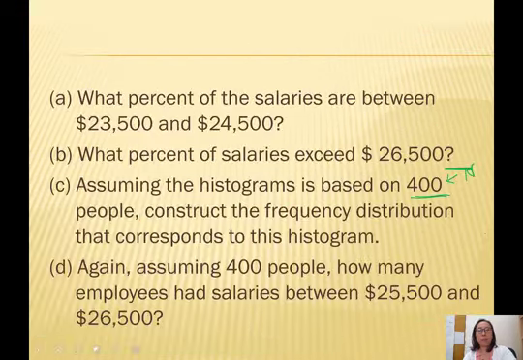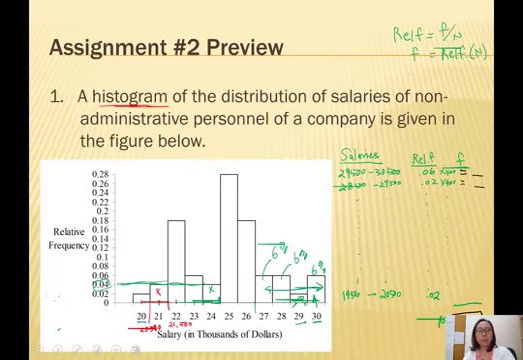So the question is, what percent, or how many people make salary between 25,500 and 26,500? Go right to the graph here and say, well, we're talking about this here, right? So we can see that the relative frequency is 0.18 or 18%. So then we just calculate what 18% would be of 400, and that will tell you how many people actually fall into this category.